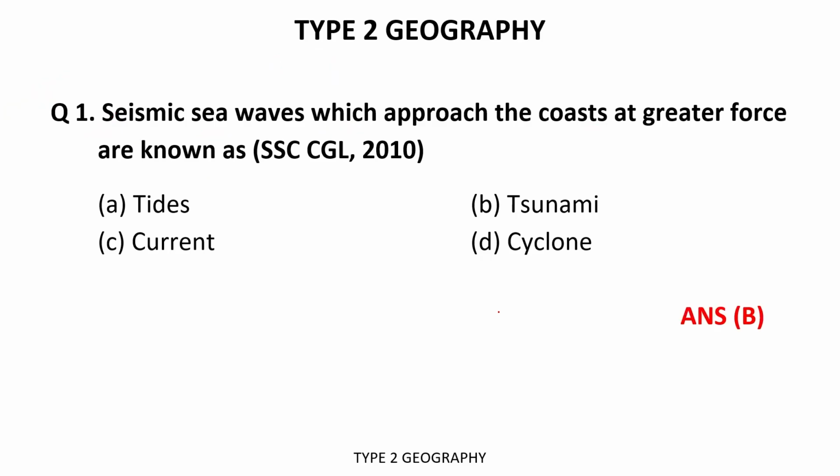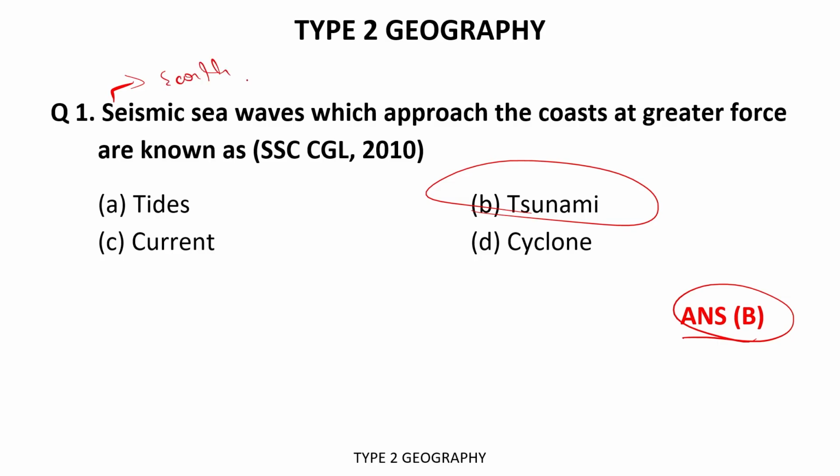Your time's up. The right answer is B, tsunami. If we focus on the explanation behind this phenomenon, you can remember that the word seismic I connected with the earthquake in a previous lecture. So seismic sea waves, whenever they occur, are basically talking about the earthquake.